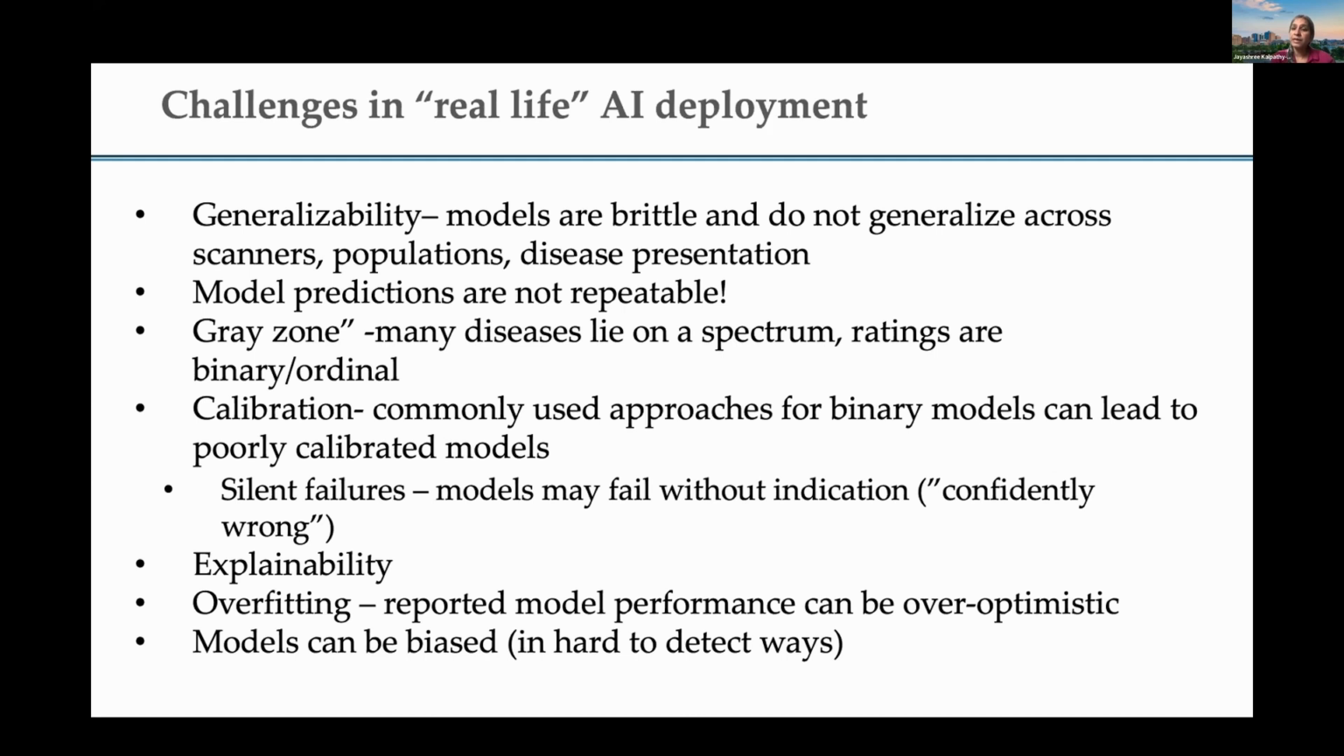Often because of the nature of how we train the models and the cost function we use, the models can be poorly calibrated. We can have silent failures where the models may fail without indication. They can be confidently wrong. Explainability is something that has been raised as a big issue with deep learning models because, again, of the black box nature of these. Overfitting is something that we worry a lot about.